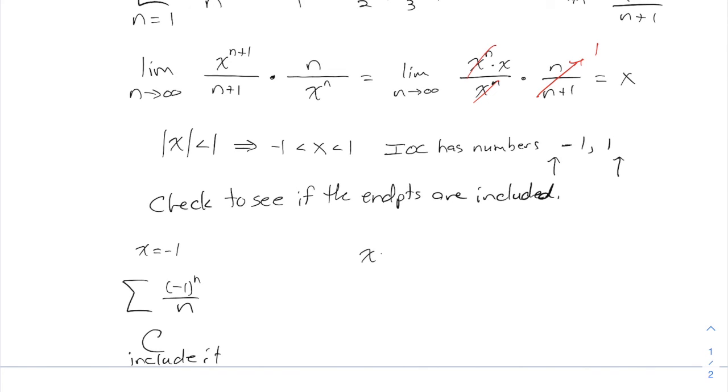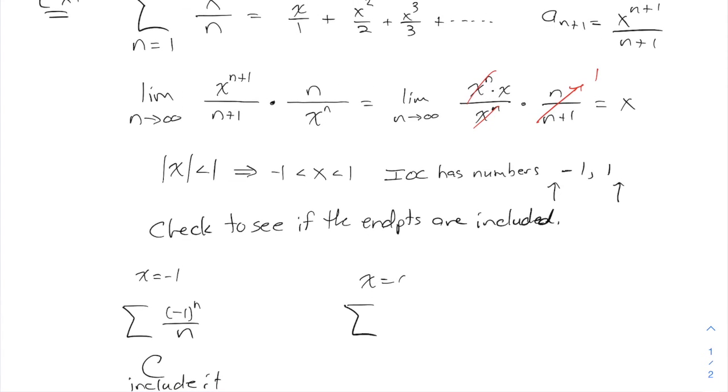If we plug in x equals 1, again, I'm plugging that in up here for x. Don't get confused and plug it in for n. Plug it in for x. So we get 1 to the n. I'm not even going to write the n because it doesn't matter. Over n. This is the harmonic series which diverges. So we exclude 1.